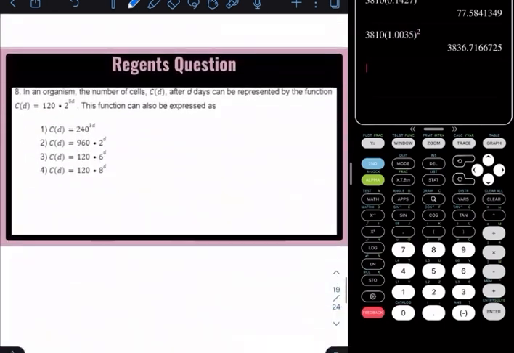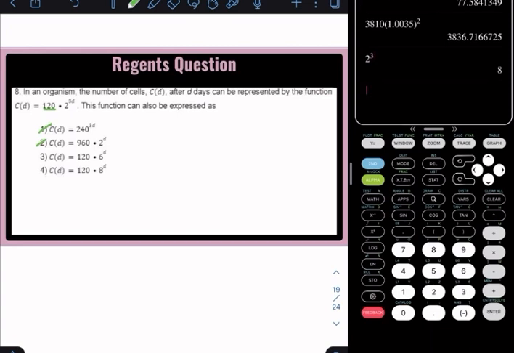Let's look at number 8. In an organism, the number of cells C(D) after D days can be represented by this function. This function can also be expressed as, well, we're going to have to keep the 120 the same, so it's not going to be 1 or 2. And now what is 2 to the third power? 2 to the third power is 8, so it's number 4.